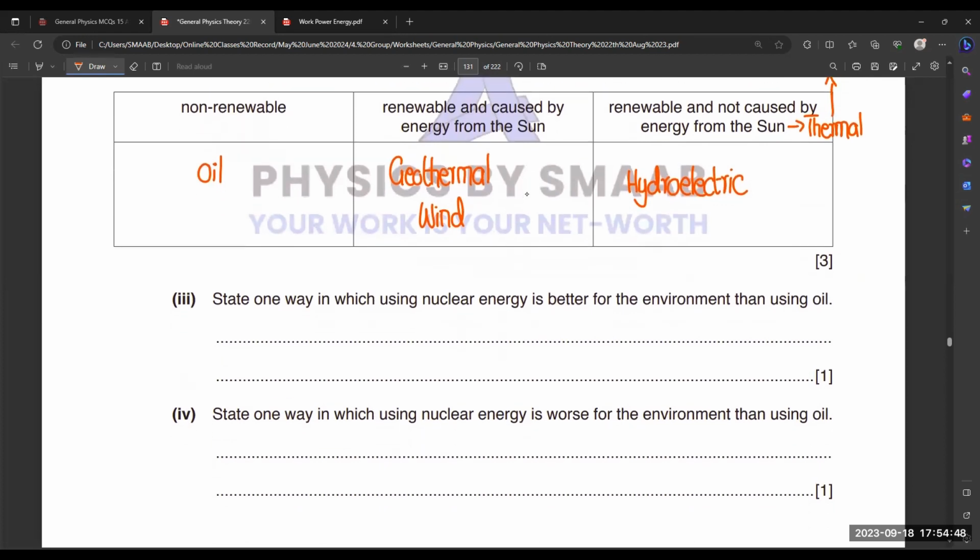And next part is: state one way in which using nuclear energy is better for the environment than using oil. If you remember, we also discussed this point, that it will not produce carbon dioxide gases or global warming. So we can say you get less greenhouse gases as compared to other sources like burning oil, and less global warming, right? You may choose any point for this answer.